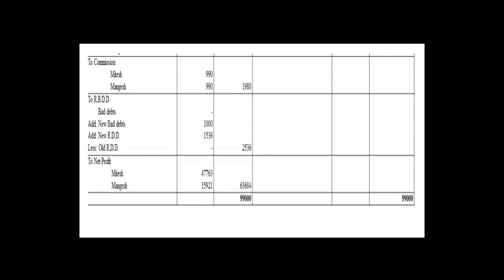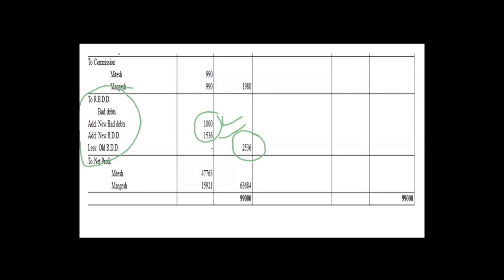But what is given? New bad debt is given and new RDD is calculated. So you are going to mention both the amounts, add them and put it in the second column. Okay, so this format is very important. The format of RBDD: in that you have to mention bad debts, which is the old, which will be there in the trial balance. You add new bad debts which will be there in the adjustment, add new RDD which will be there in the adjustment, and less old RDD, which will be there in the trial balance. Whatever amount you get, you mention in the second column.